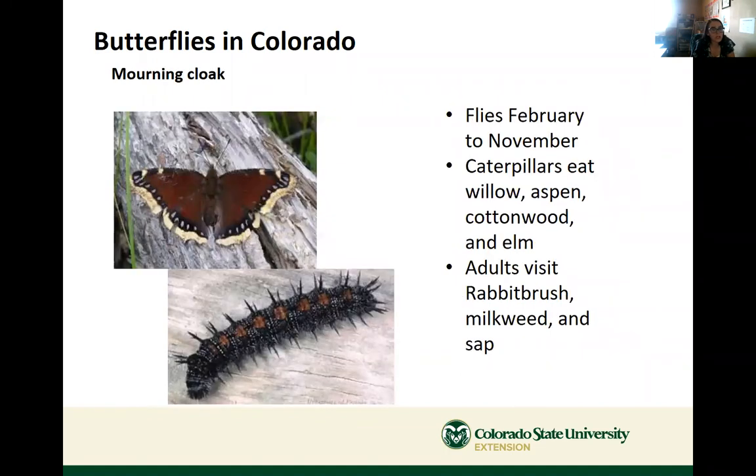This is the morning cloak. I think it's really beautiful, and the caterpillar is very interesting looking. It flies February to November, so it has a very long range of flying. The caterpillars eat willow, aspen, cottonwood, and elm, so you'll mostly see this on trees. The adults will visit rabbit brush, milkweed, and if there's a tree that is sapping from the trunk, they'll visit that as well.